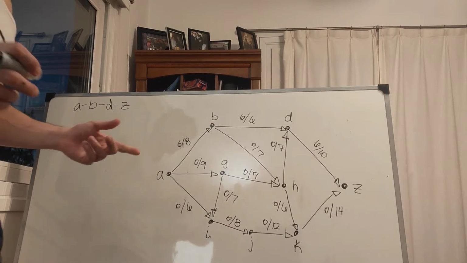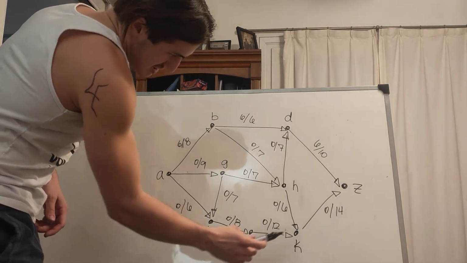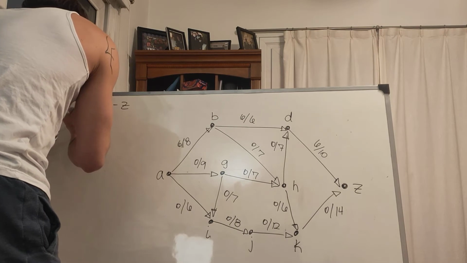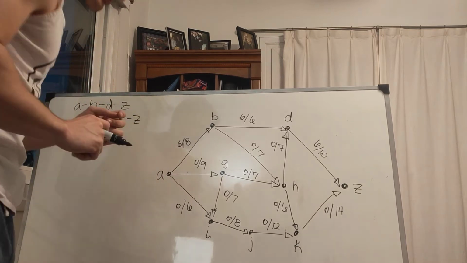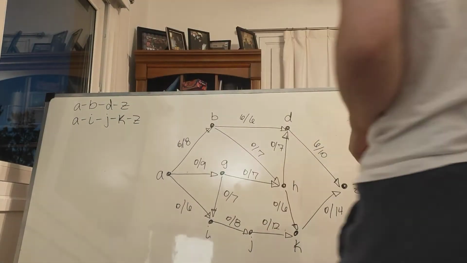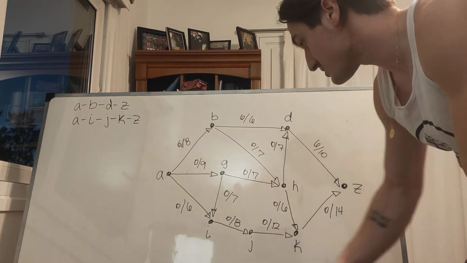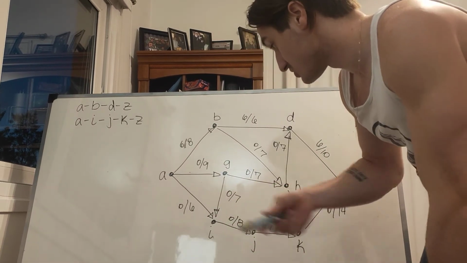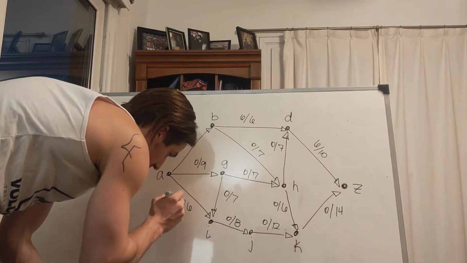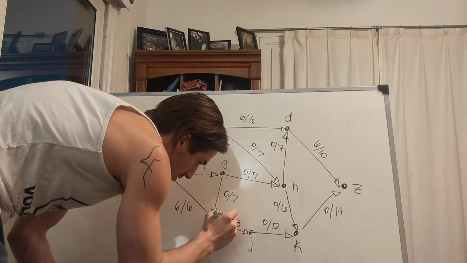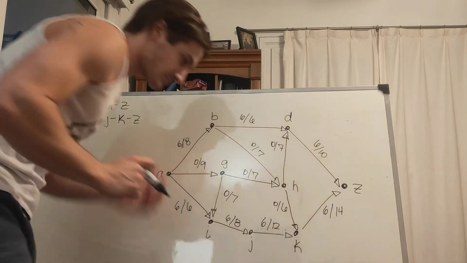Okay, the next step is simply to pick another path. We can do A, I, J, K, and Z. Just like last time, we are going to find the bottleneck of our path. So comparing 6, 8, 12, and 14, 6 is obviously the smallest. That is our bottleneck, the maximum flow we're going to get through here. We're going to go ahead and replace our flow on all of these with 6. Just like that.